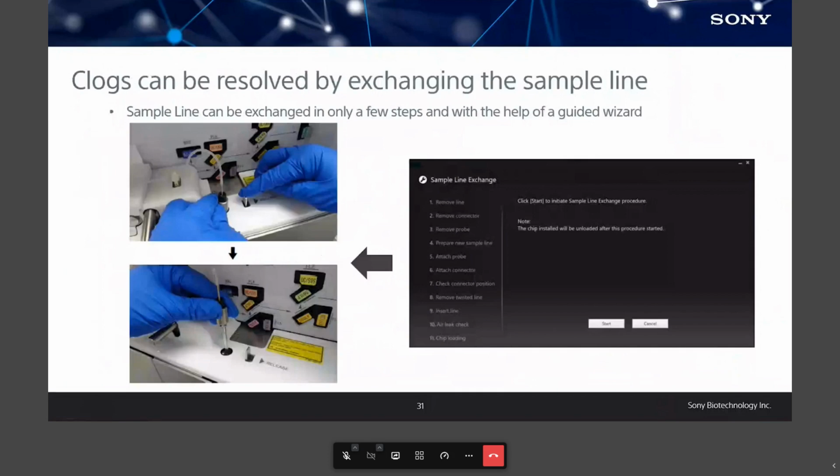And you do not need to get involved with the issue. If you're the administrator or the person overseeing these instruments, the user can simply go, oh, I've got a clog, and then attempt to clean it or exchange the sample line and probe for a new one.